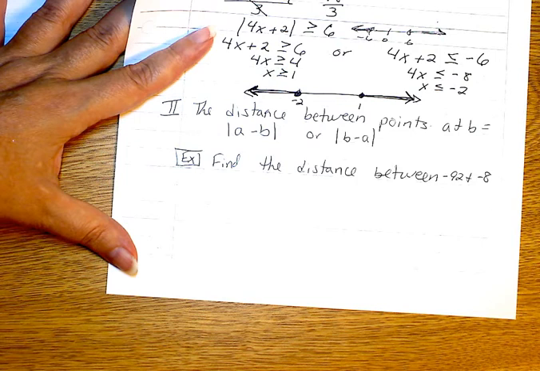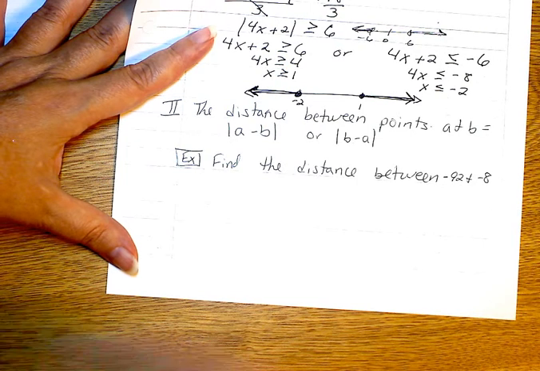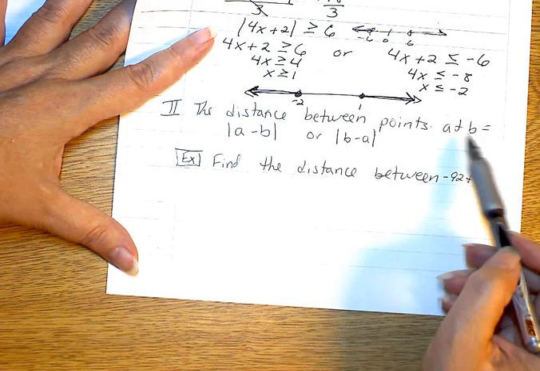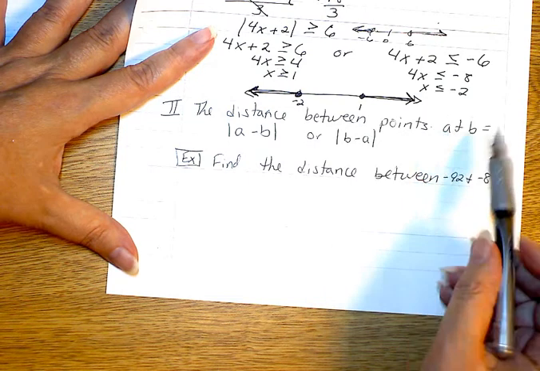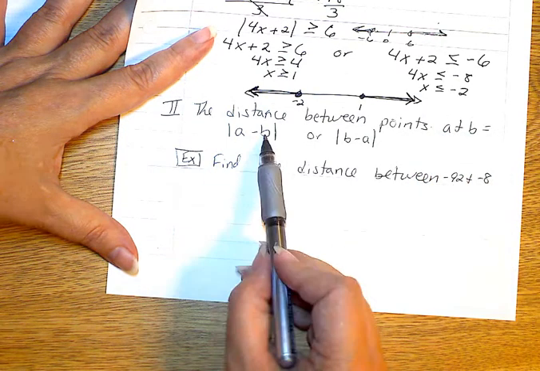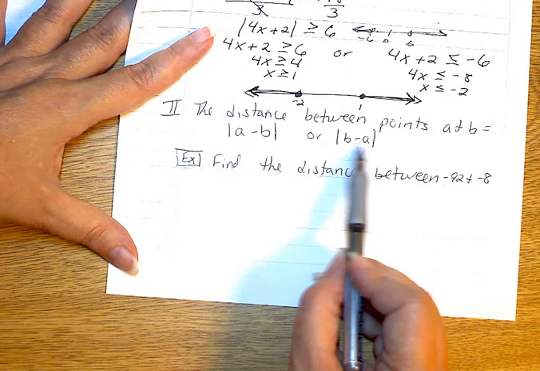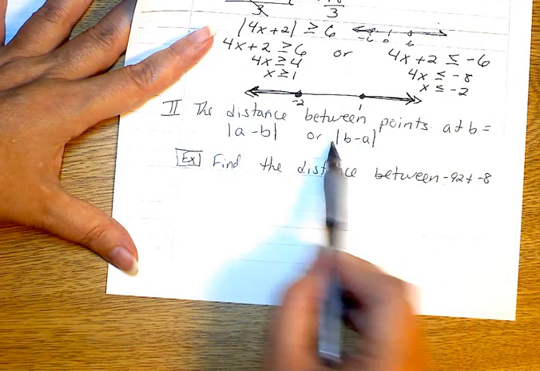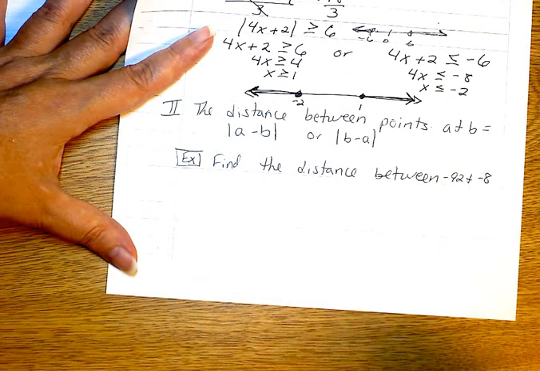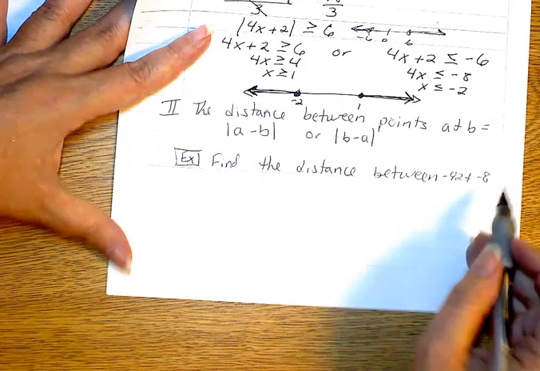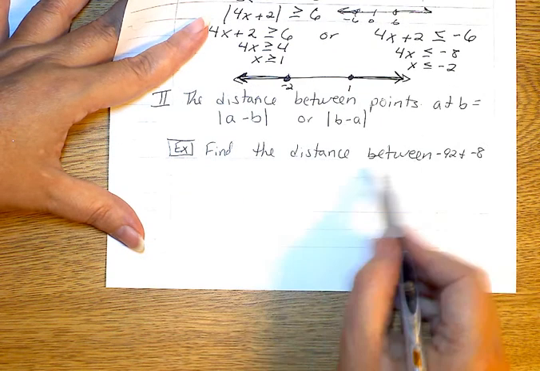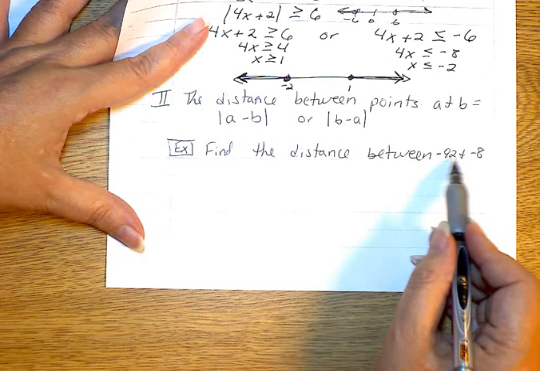Another use of absolute value is to find the distance between 2 points on your number line. If you subtract the 2 points, no matter what order you do, and you take the absolute value of them, you will get the distance between those 2 points. It says to find the distance between negative 92 and negative 8.